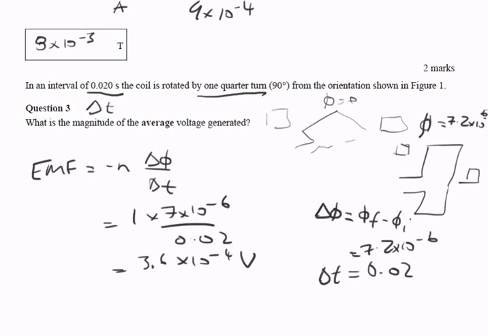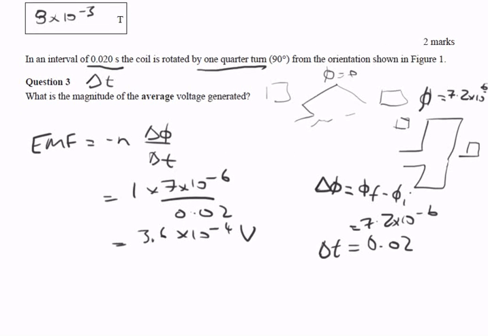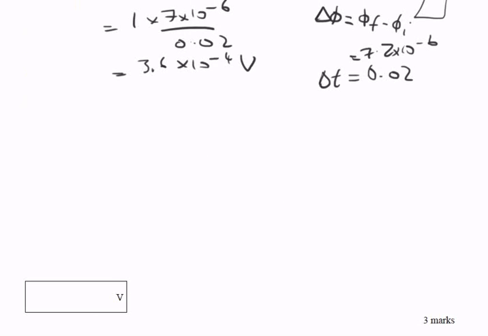The reason it's such a small voltage is because we've only got one coil, one loop. To make much more voltage, like in a power station, usually they have lots and lots of loops, and the voltage increases due to that.